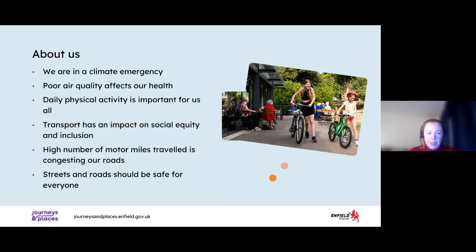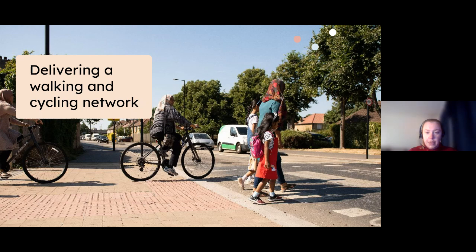So that's a bit of a summary about us and why we exist. If we move on to the next slide, please. Thank you. So we've got 4 key areas of the program. This one that you can see on your screen is delivering a walking and cycling network.